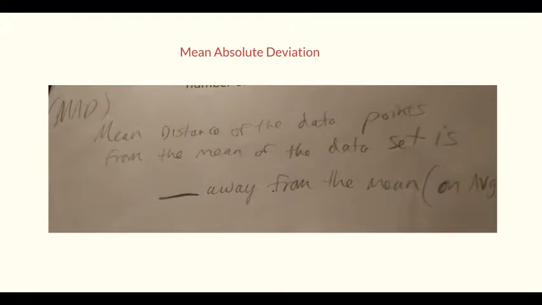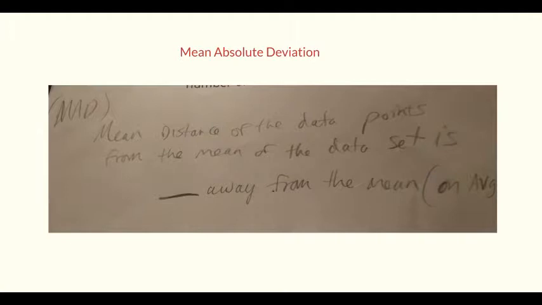So we're going to identify the MAD in a data set and compare the different sets of numbers, and we're going to find the mean distance of the data points from the mean of the data set. So we're going to have a number that is away from the mean on average.